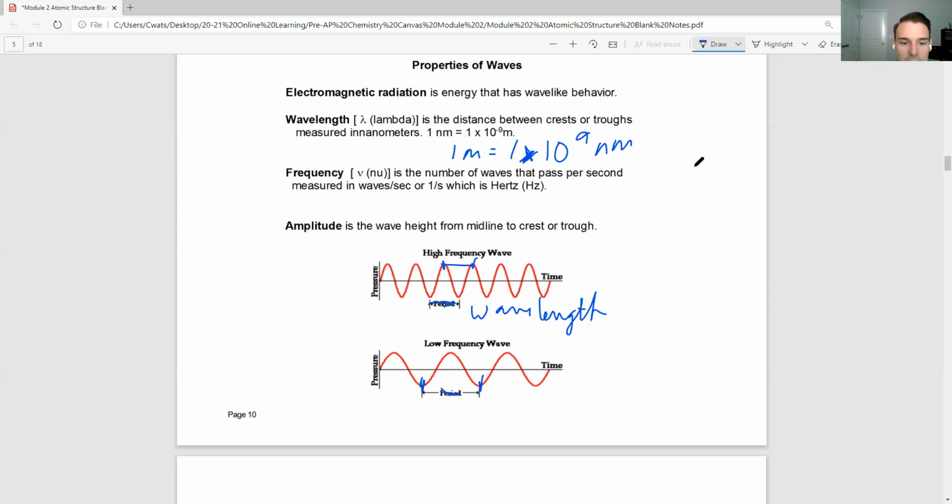Then we have frequency, which is the Greek symbol nu, lowercase. It's the number of waves that pass per second, measured in either waves per second or 1/seconds, which is hertz. And so you can see this top one here is a high frequency wave, so it occurs rapidly. And then you have a low frequency wave, which does not occur nearly as much. And then the amplitude is from that midline. So where this line is here, that's drawn through the middle, to the top or to the bottom, that's going to be the amplitude.